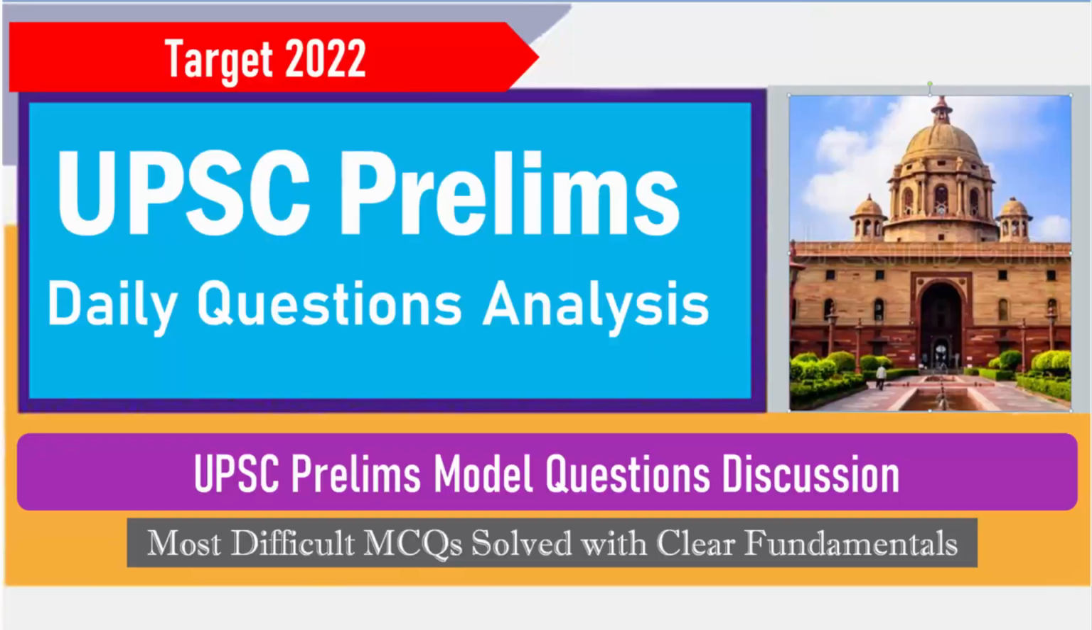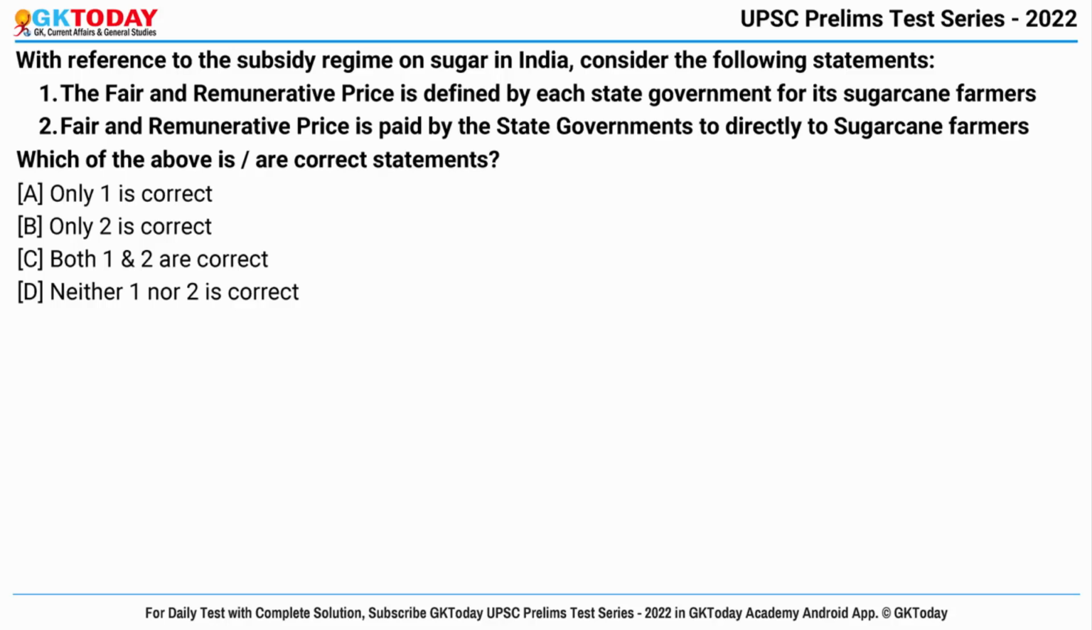So today this is our 29th lecture and now let's start. Question number 1. With reference to the subsidy regime on sugar in India, consider the following statements. First of all, talking about sugar production. India is the world's second largest sugar producer after Brazil and it is the largest consumer. Okay. So basically in 2018 to 19, India was the top sugar producer and the key sugar production states in India are UP, Maharashtra and Karnataka.